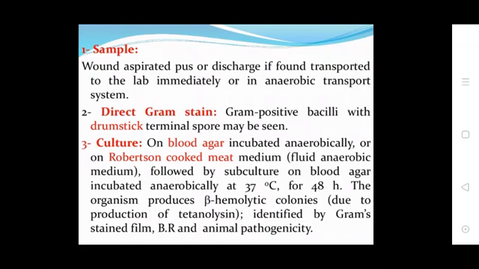Gram stain: gram-positive bacilli with drumstick terminal spores may be seen. Culture on blood agar incubated anaerobically, on Robertson's cooked meat medium or fluid anaerobic medium, followed by subculture on blood agar incubated anaerobically at 37 degrees C for 48 hours. The organism produces heavy hemolytic colonies due to production of tetanolysin, identified by Gram-stained film.